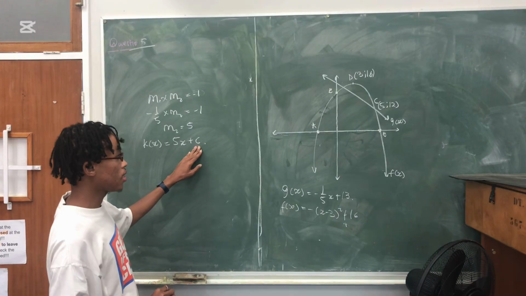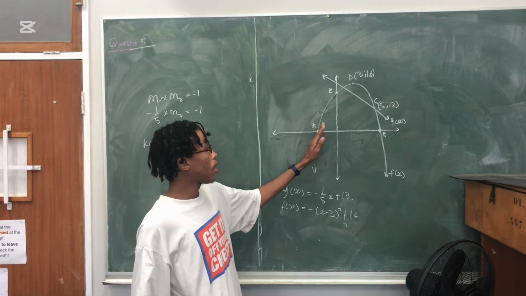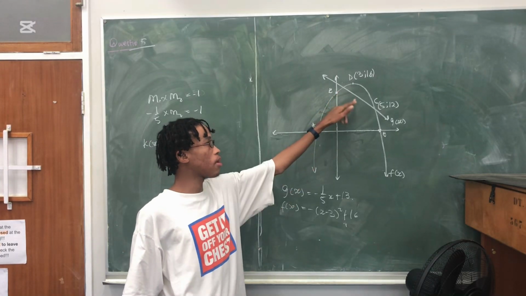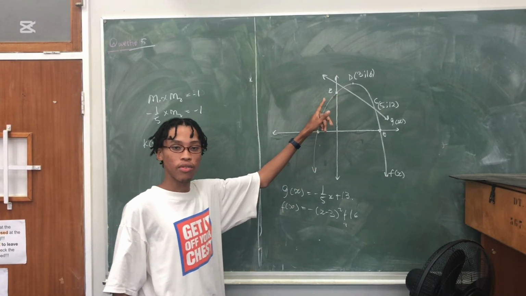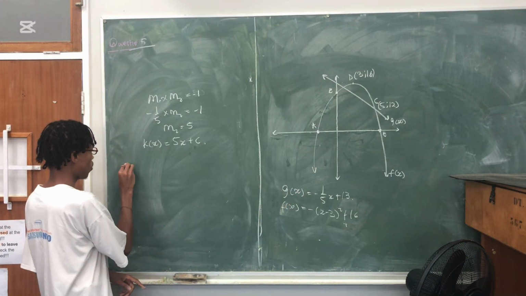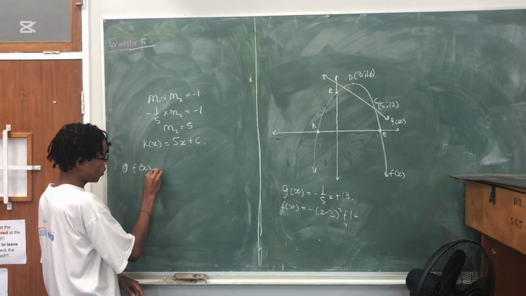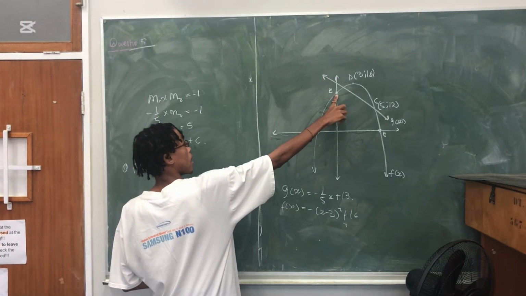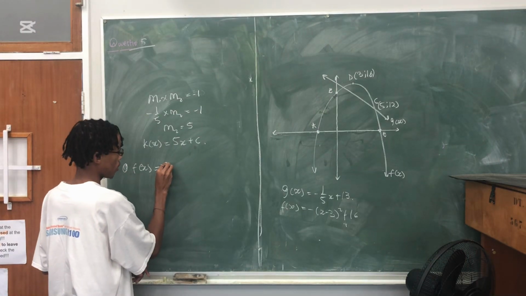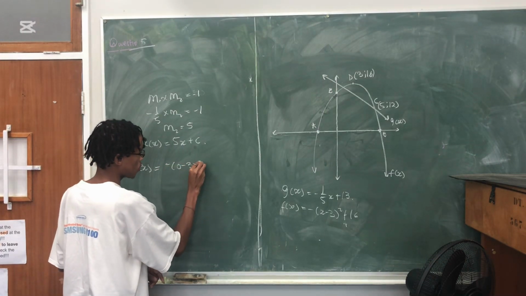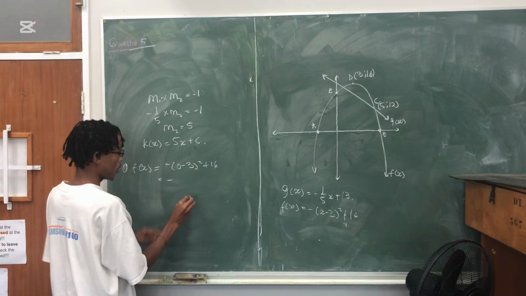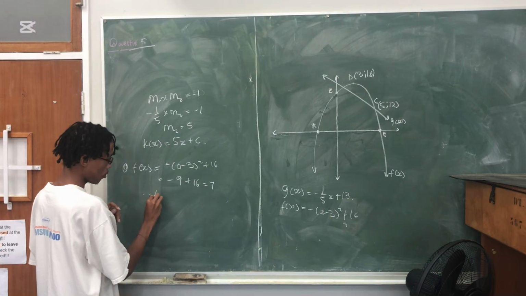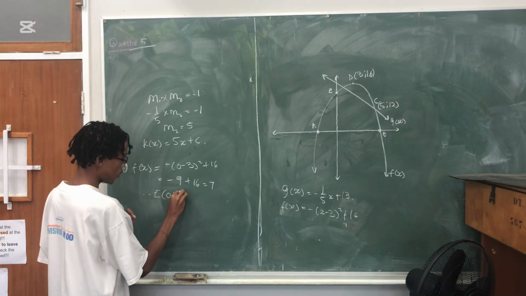How are we going to get our c? Because we do know that our k of x is passing through E, which is also a point that f of x passes through, we can first find the coordinates of E by using f of x. At this point x is equal to 0, so it's going to be 0 minus 3 squared plus 16. This is going to be -9 plus 16, which is 7. Therefore, our coordinates of E are 0 and +7.